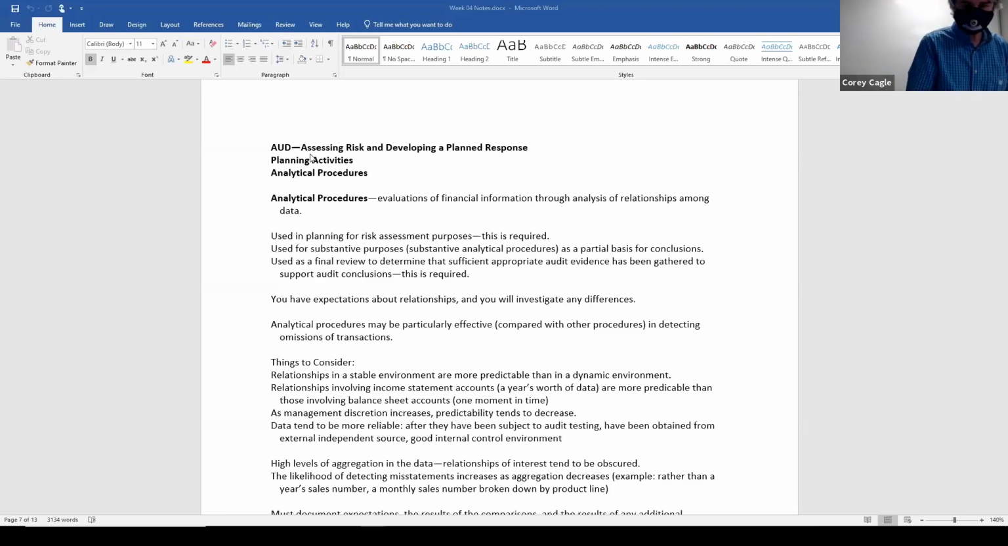So analytical procedures is where we're ready to pick up. So let's pick it up. That's still on our week 4 materials, but we decided to cut that a little short last time.